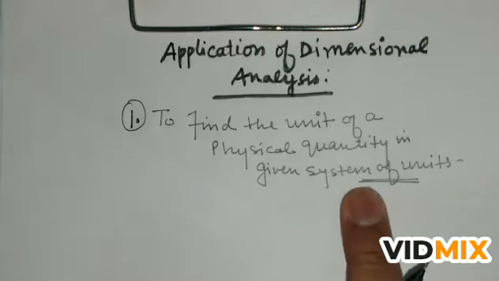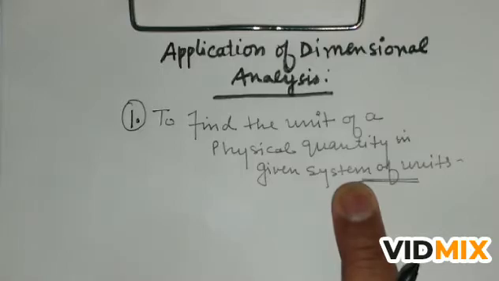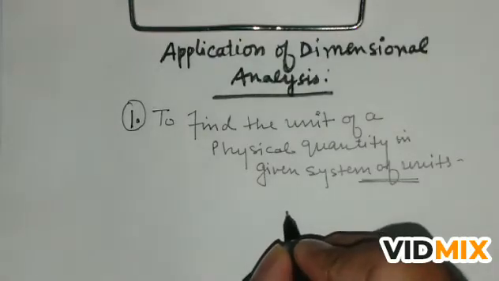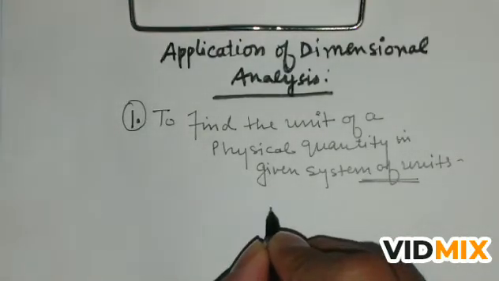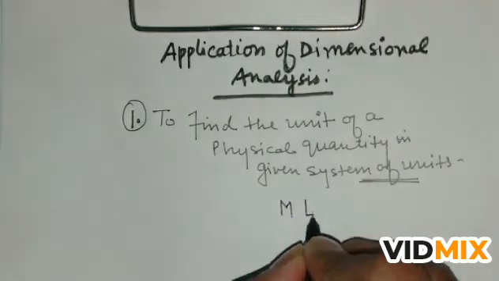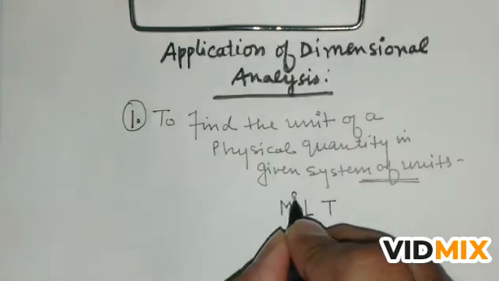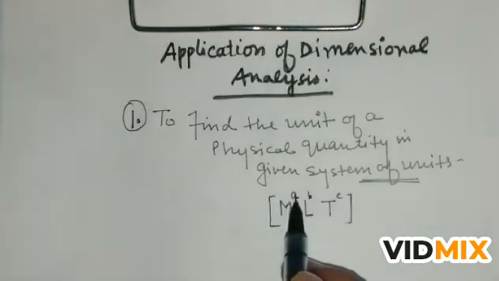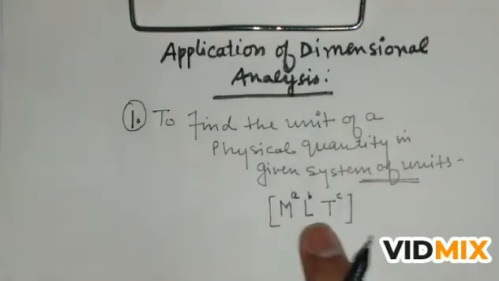Before starting, I think everyone is now very clear what dimension is and how to find it. If you don't know, I will give you one example of how to find the dimension of any physical quantity. Suppose we write the dimension in the form of M for mass, L for length, and T for time, and the powers I am using are a, b and c, in a square bracket. A, b and c are the dimensions of mass, length and time. In this way we have to write the dimension of any given physical quantity.